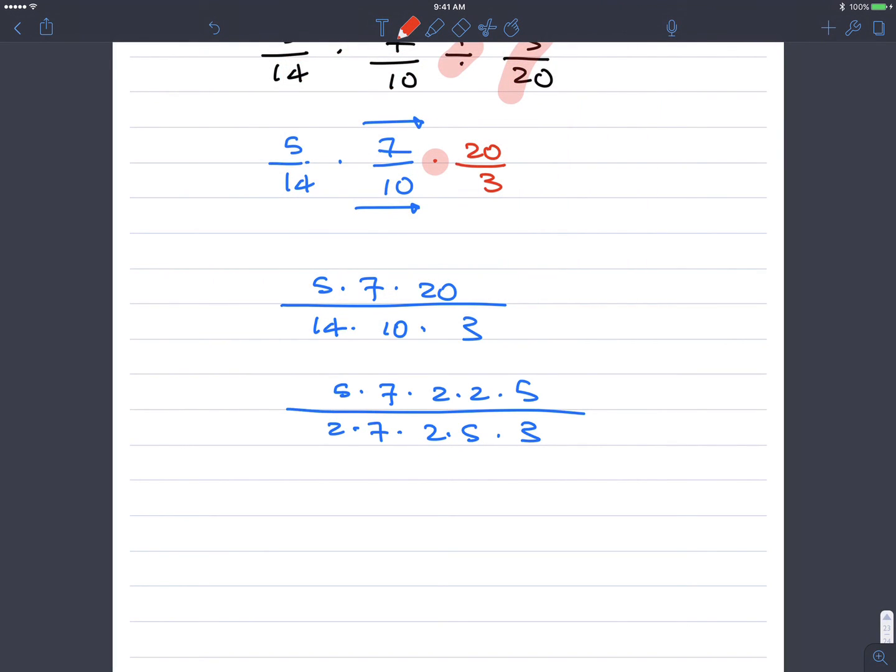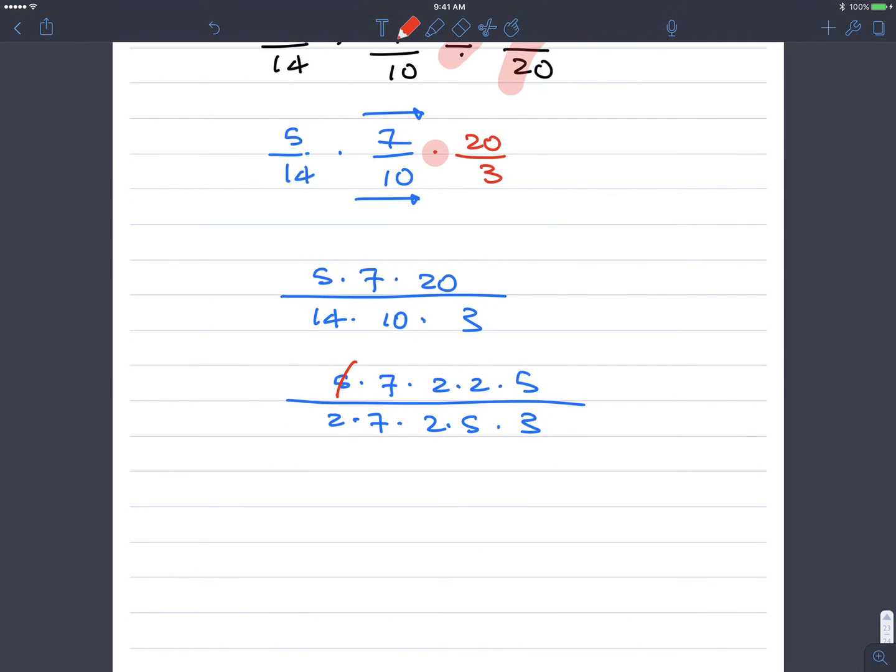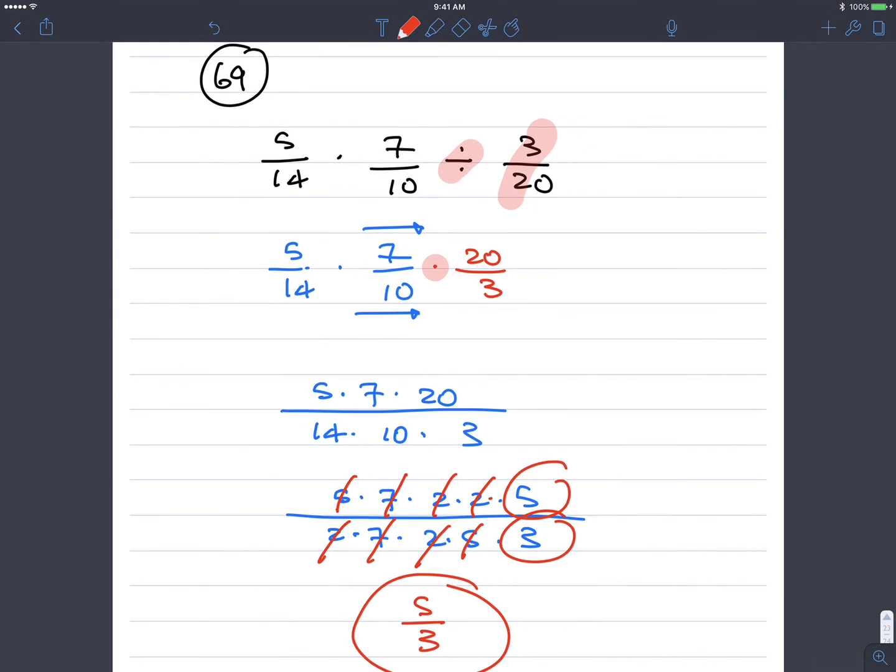Let's cancel. Cancellation property. 5 goes away, 5 goes away. 7 goes away, 7 goes away. 2 and 2. Another pair of 2's. Final answer here is 5/3. So we've broken down or reduced this product and quotient to lowest terms. Final answer is 5/3, and that's it. That's all you have to do. You don't have to write this as a mixed number or a decimal. Just a fraction answer reduced to lowest terms.